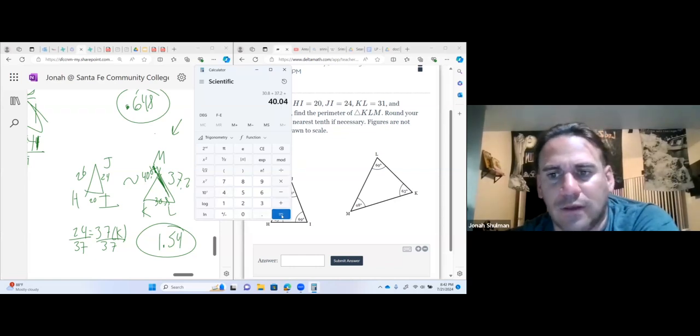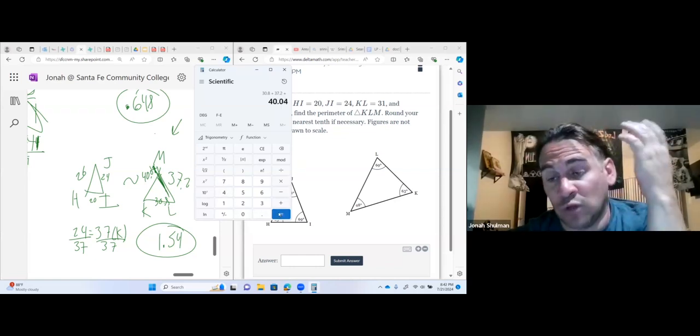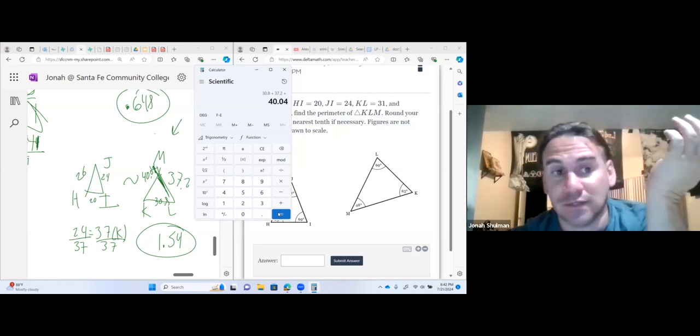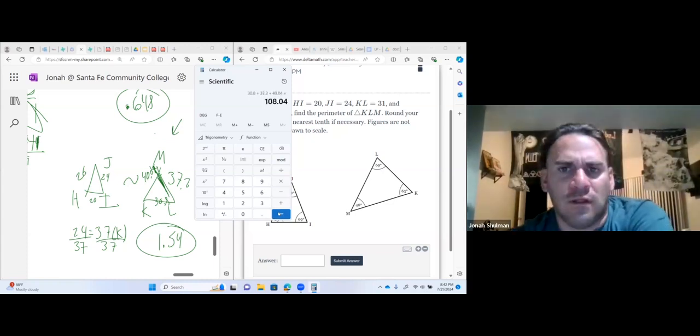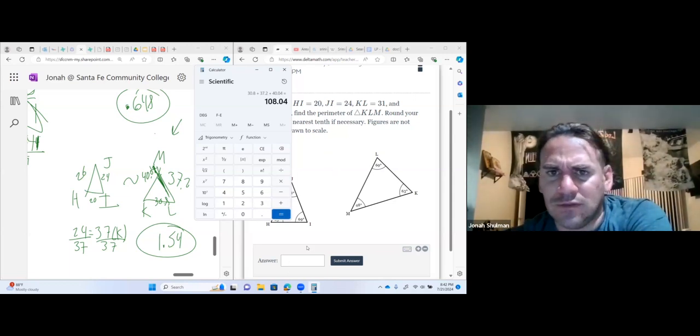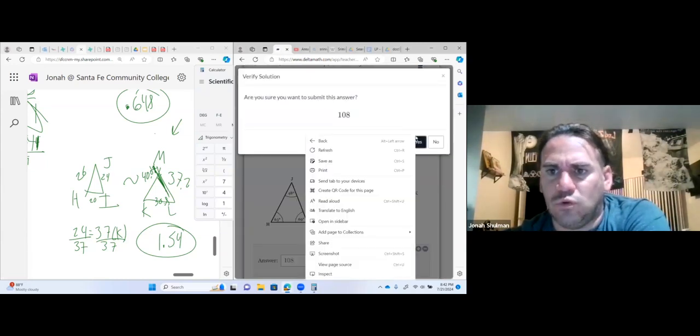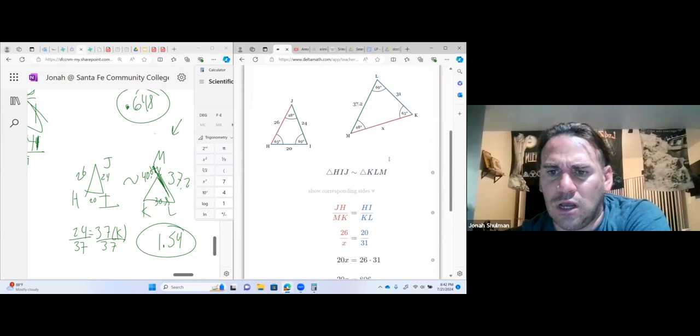40.04. These are called scaling, because the sides aren't equal and they're acute. That's it. 108.04, round to the nearest tenth. So it's just 108. Whoa.